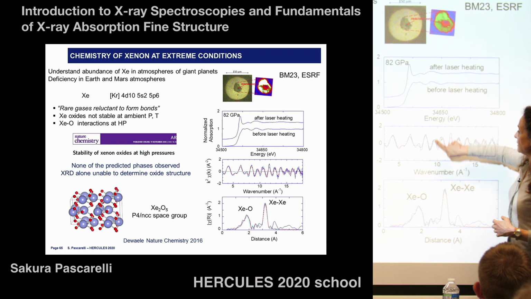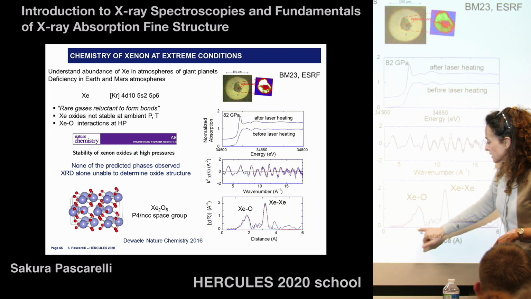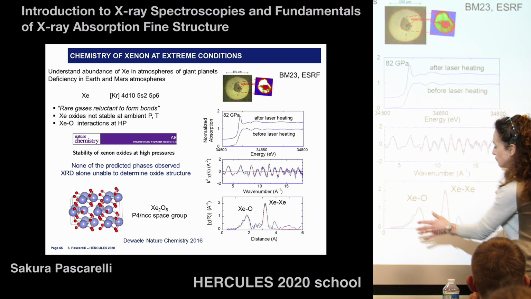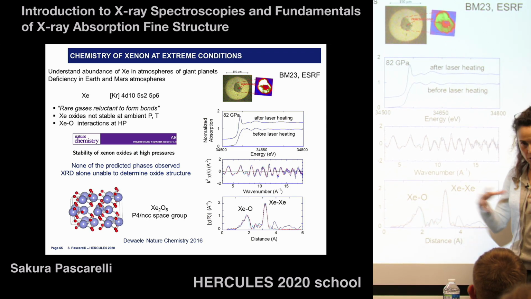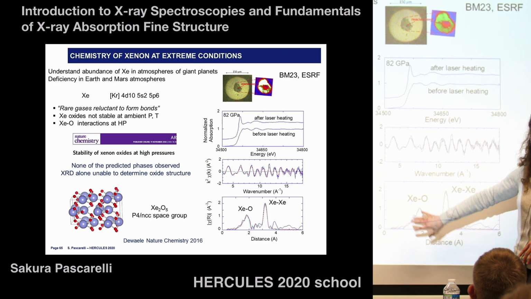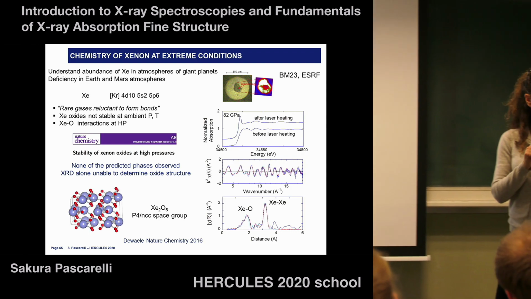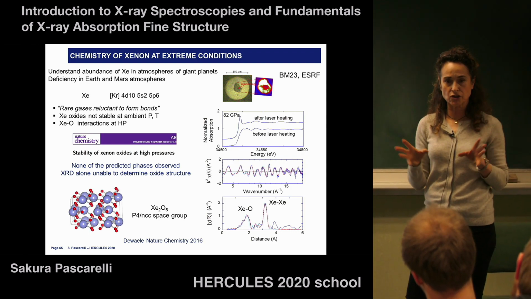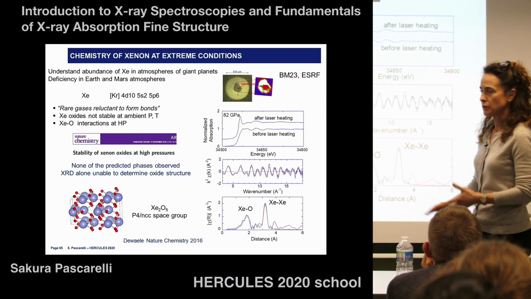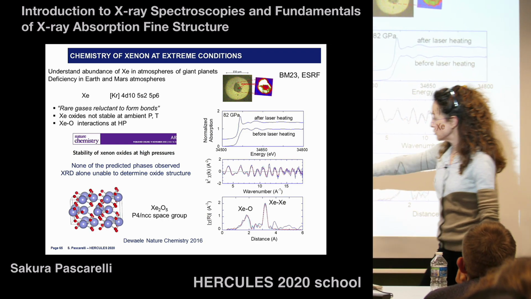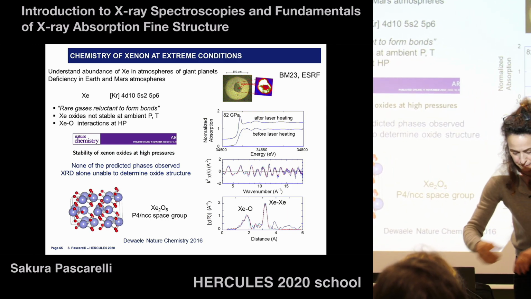You also see the EXAFS change completely. If you don't laser heat, you only have one peak, and these are the xenon-xenon atoms. As soon as you pressurize and heat, you see this huge peak coming up. From here, you can analyze that and get the exact positions of the xenon-oxygen, where the oxygens are. By putting everything together, the diffraction, this, and also theory, we were able to come up with the real stoichiometries, which were completely different from what had been predicted before.